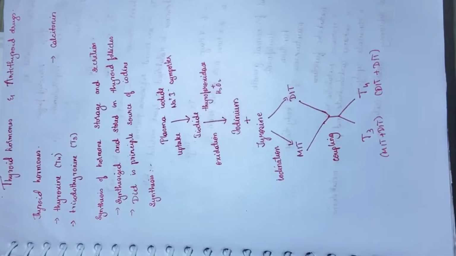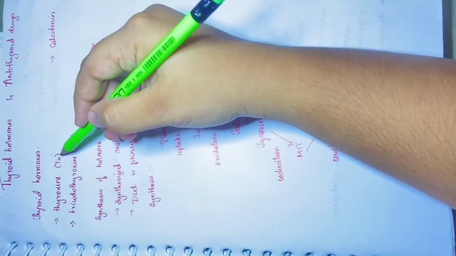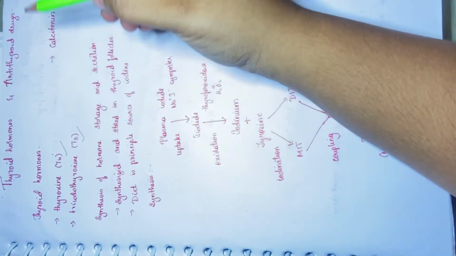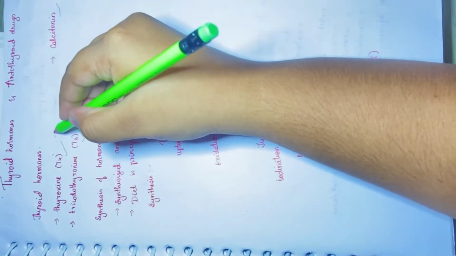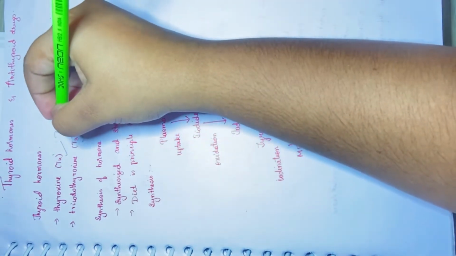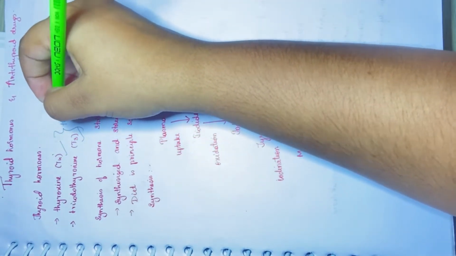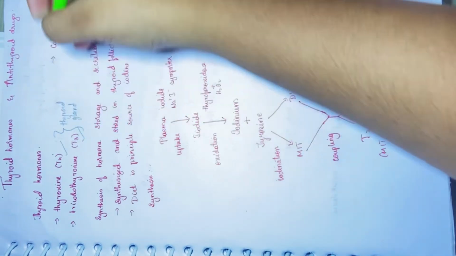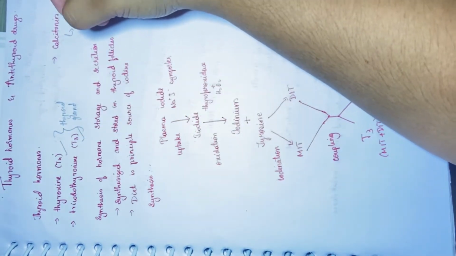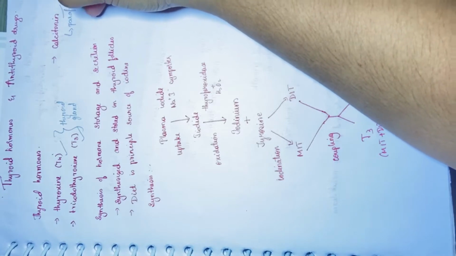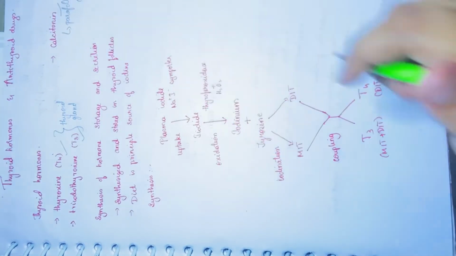So today we are going to study about thyroid hormones and anti-thyroid drugs. The thyroid hormones are of three types: thyroxine, triiodothyronine and calcitonin. Thyroxine and triiodothyronine are synthesized by the thyroid gland, and calcitonin is secreted by parafollicular cells. So now we will see synthesis, storage and secretion of the thyroid hormone.